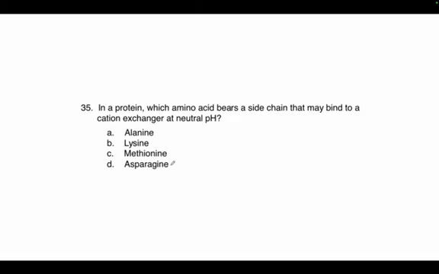In a protein, which amino acid bears a side chain that may bind to a cation exchanger at neutral pH? This is the opposite of the last question. What is going to bind to a cation exchanger? Something which carries a positive charge. So they are asking which amino acid will be positively charged at neutral pH. From this group, the only positively charged amino acid at neutral pH will be lysine. Alanine, methionine, asparagine are not going to carry any charge. So for questions like this, it is very important to look at the structures of amino acids and remember what side groups are there.